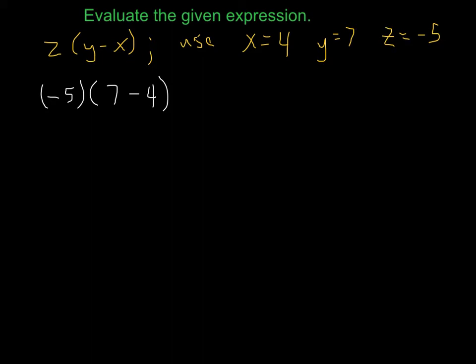So in terms of watching our order of operations, this piece is to go inside of parentheses and do what you can do. There's nothing I can do with the negative 5, so I'm just going to rewrite it. But the 7 minus 4 is worth 3. And then a negative 5 times a positive 3, well, a negative times a positive is a negative, and 5 times 3 is 15.